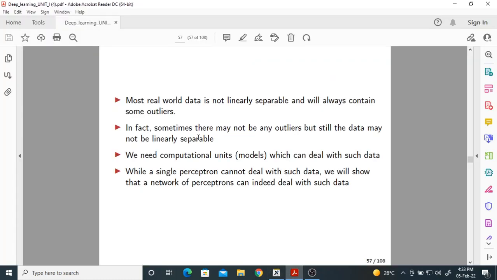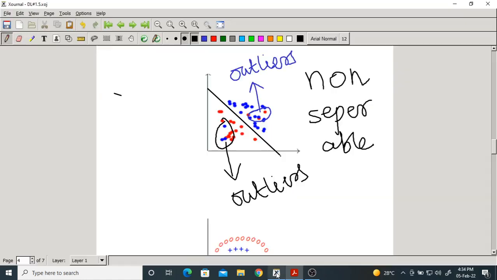But the thing is, most real world data is not linearly separable. It contains some outliers. Just now I explained the concept of outliers. In fact, sometimes there may not be any outliers, but still the data may not be linearly separable. This is also very, very important. So it does not mean that if there are no outliers, the data is linearly separable. No. Let us take an example.